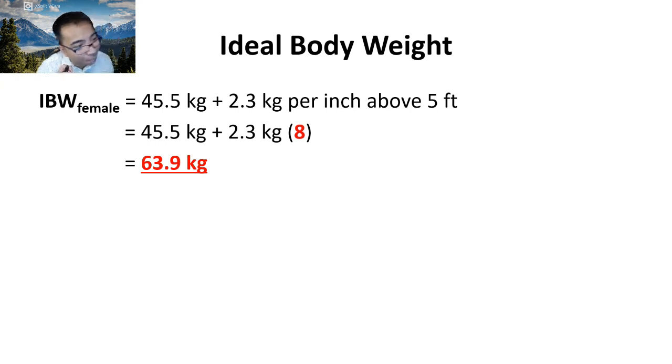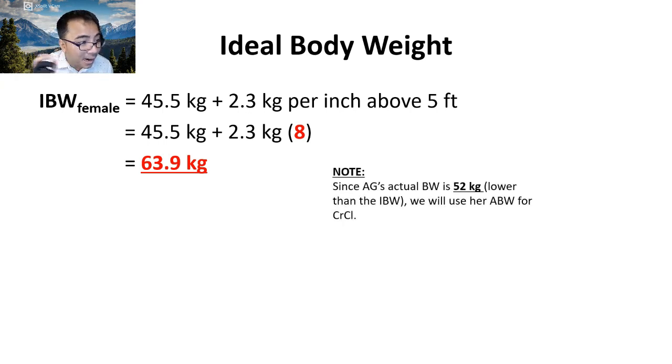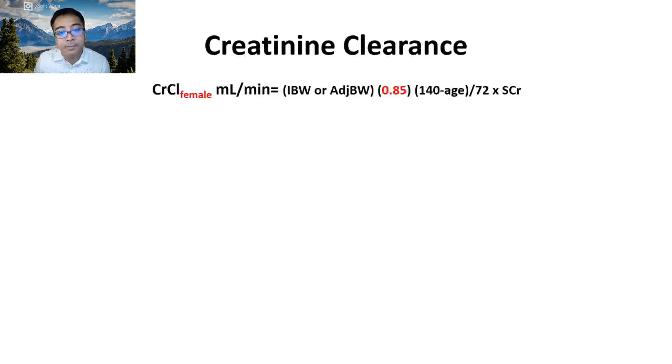Ano ba ang weight ng patient natin kanina? Ideal body weight is 63.9. But our patient's actual body weight is only 52. Technically, medyo underweight ang patient natin. So, sabi natin, class, di ba, pag mas mababa ang actual body weight ng patient kaysa sa kanyang ideal body weight, anong gagamitin nating weight pang-compute ng creatinine clearance? And that will be the actual body weight, which is 52. So, in this case, gagamitin natin is 52 kilograms.